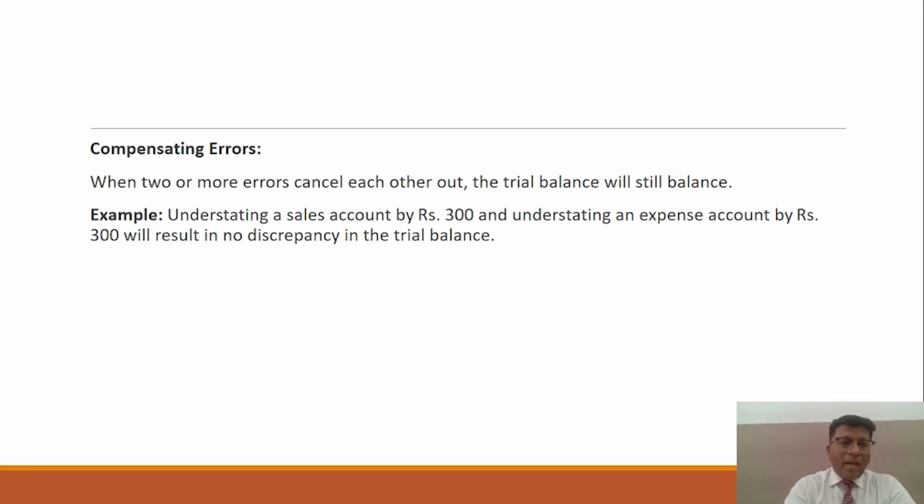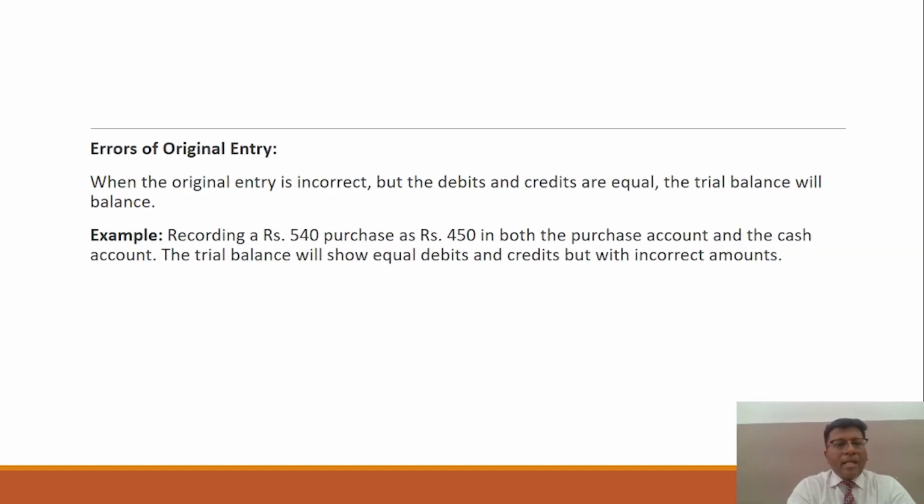But what exactly happened if you analyze this particular transaction? You are writing the sales in the credit side and the expense in the debit side. If the credit side is undervalued and the debit side is undervalued, there is no arithmetic impact on the debit and credit; both the balances will match. So this is the compensating error in the trial balance.